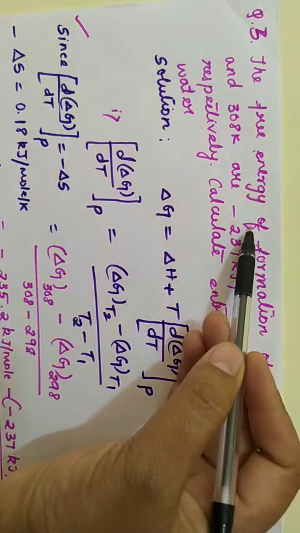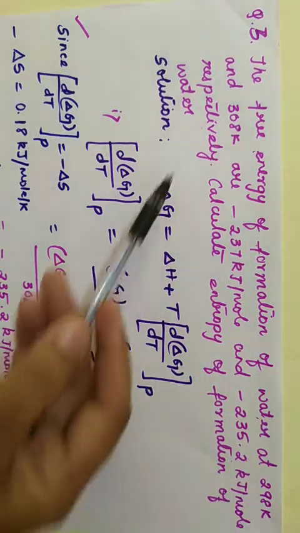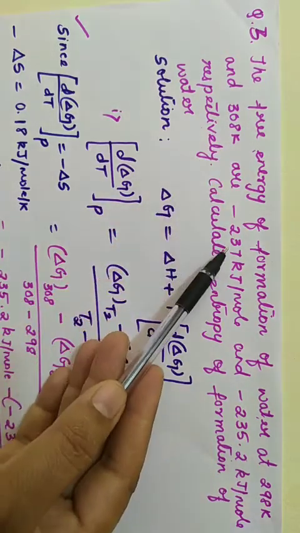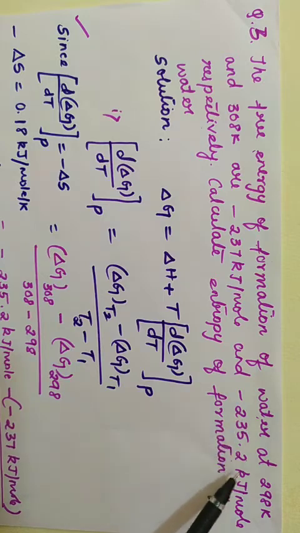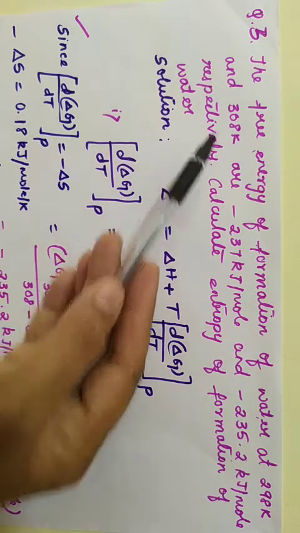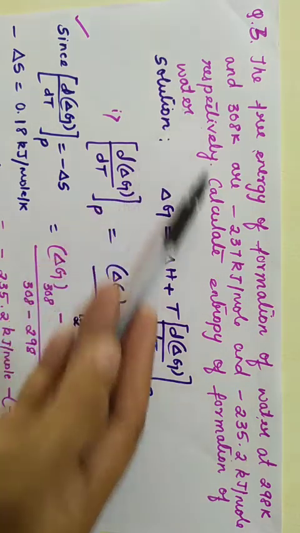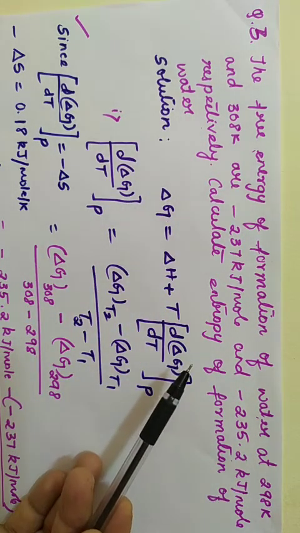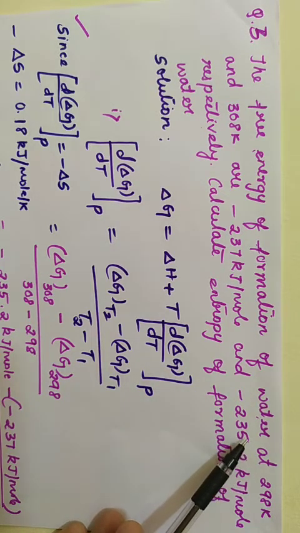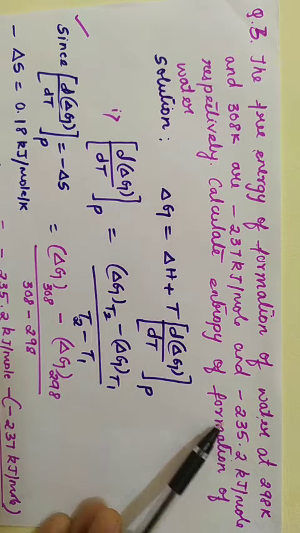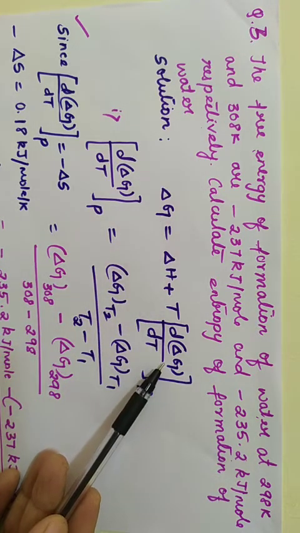The free energy of formation of water at 298 Kelvin and 308 Kelvin are minus 237 kilojoules per mole and minus 235.2 kilojoules per mole respectively. Calculate the entropy of formation of the water. So we have to find entropy here, and they have given the free energy of formation for the water at different temperatures. Now, this is the expression that we require, because we need to find out delta S.